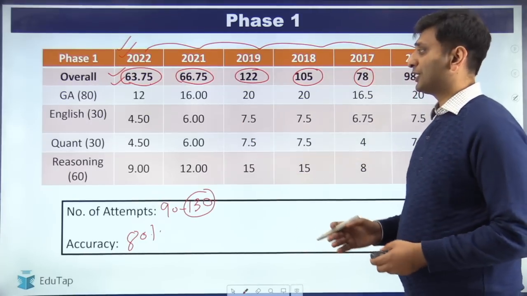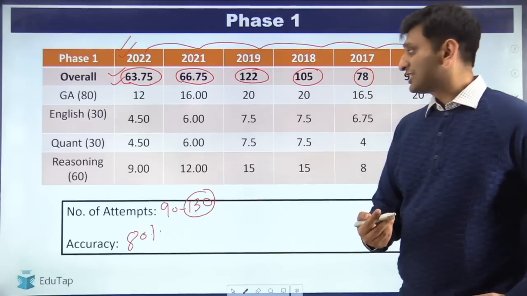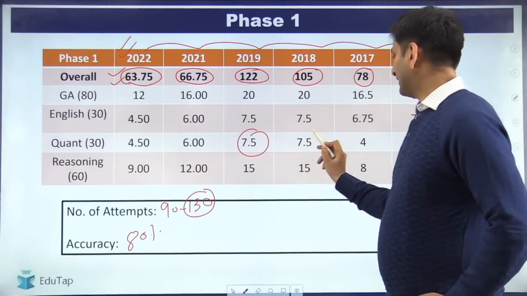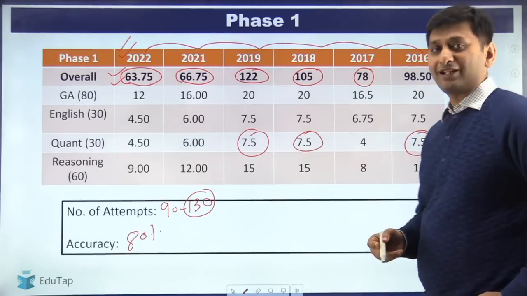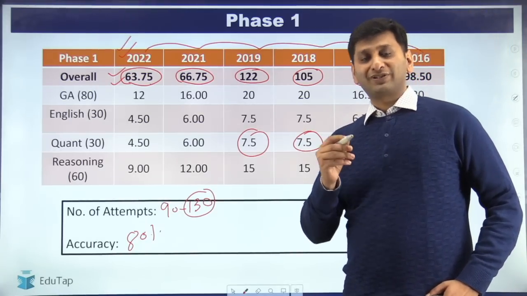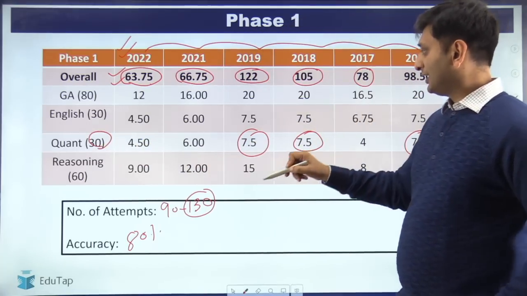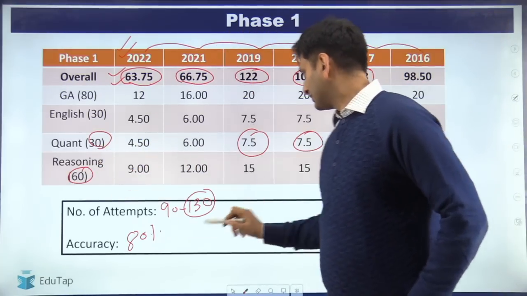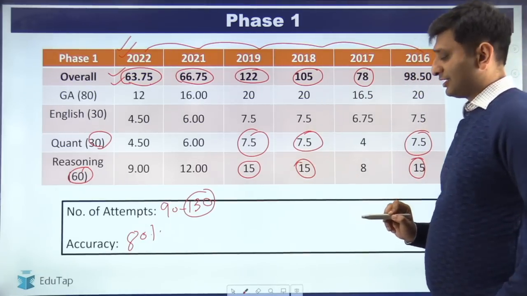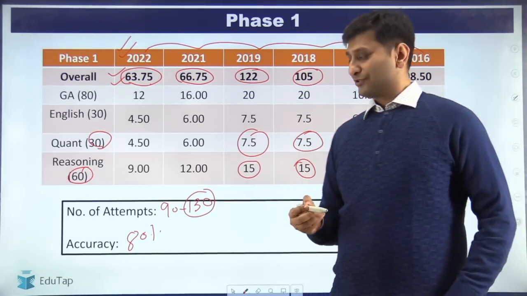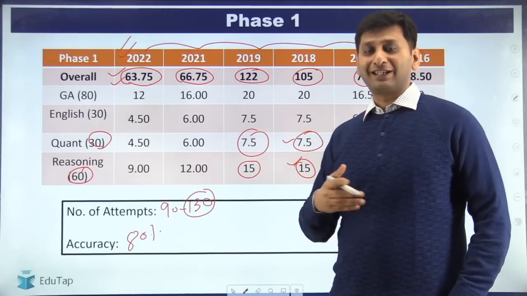बाकी अगर sectional cutoffs की बात करें, so here one thing to be observed is that even when the paper has been easy, in any of the years, the cutoffs have never passed through 7.5. That is, out of 30, 25% of 30 is 7.5. And similarly in reasoning, 25% of this 60 is 15. So these are the highest cutoffs in the past years. So this can be taken as a benchmark which can help you clear the sectional cutoff.